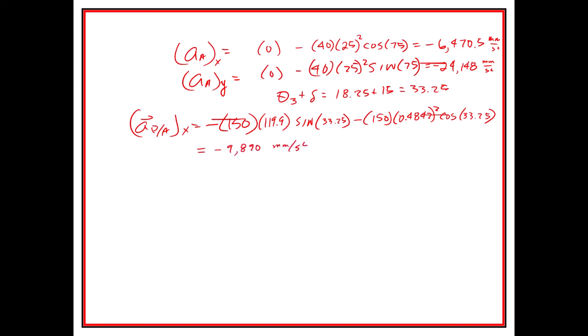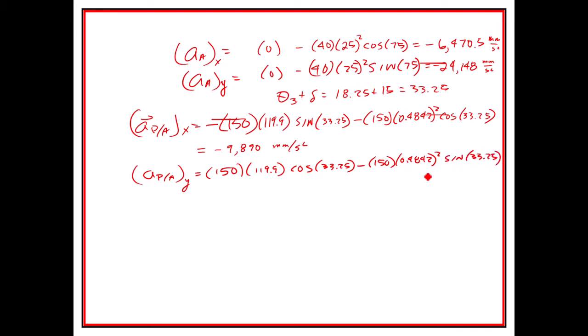And very similarly for y, this one's positive 119.9 times cosine of 33.25, and this one still is minus, and that ends up being 0.4842 squared times sine of 33.25, and we end up with 15,020 millimeters per second squared.